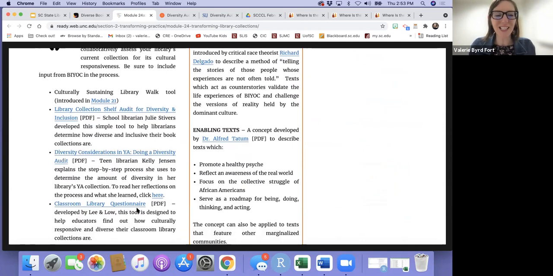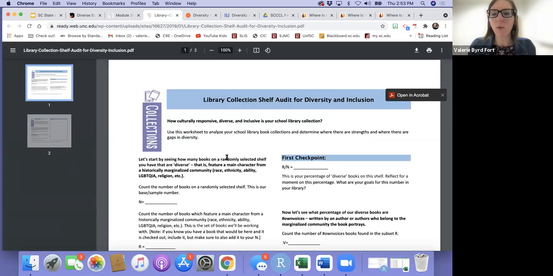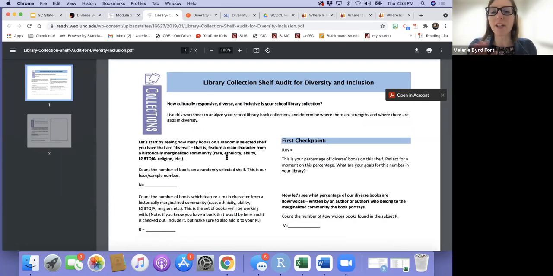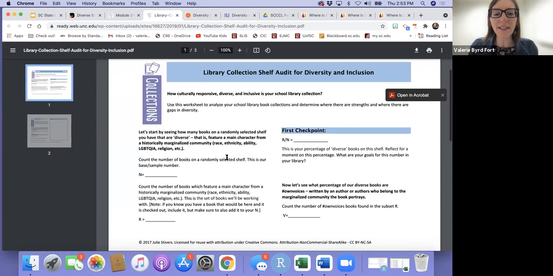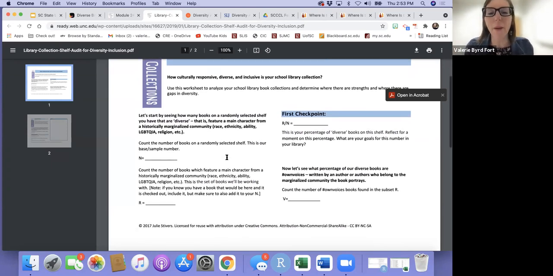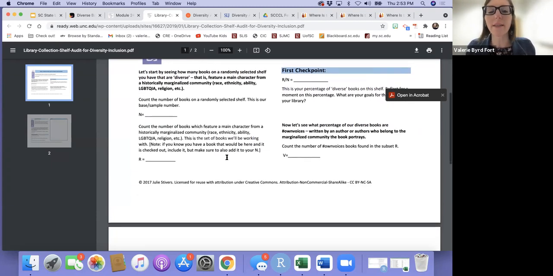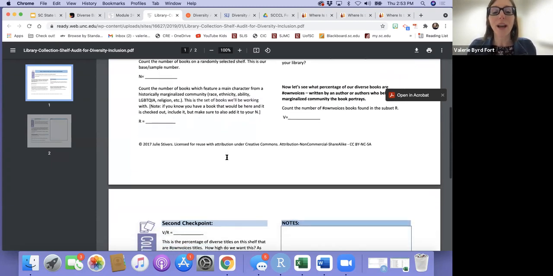And then also you'll see some of the same links that I have shared with you today. So, library collection shelf audit will take you to a shelf audit for diversity and inclusion. This is like a random audit. Let's start by seeing how many books on a randomly selected shelf you have that are diverse, that is, feature a main character from a historically marginalized community. So this is another way to do this.